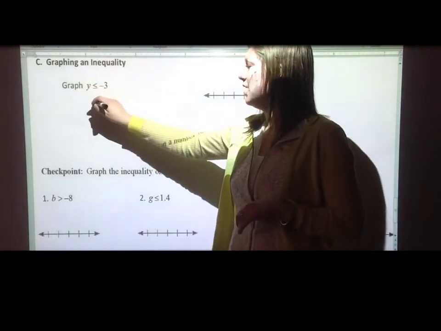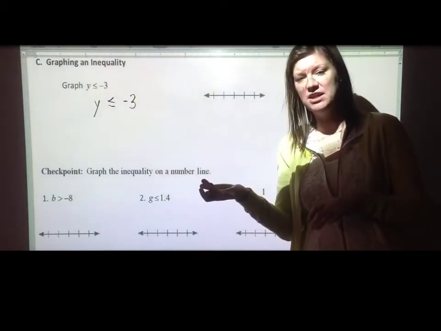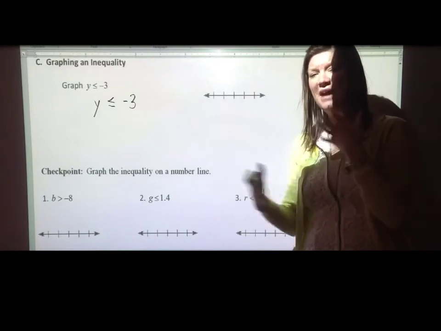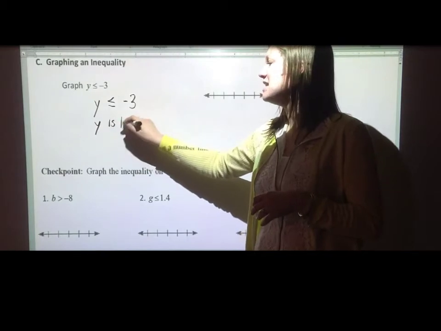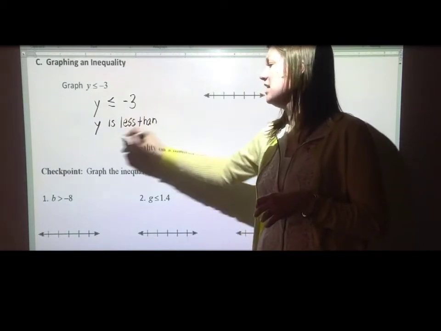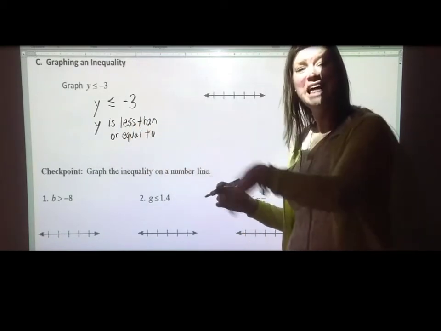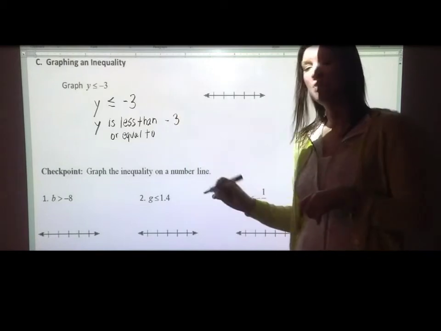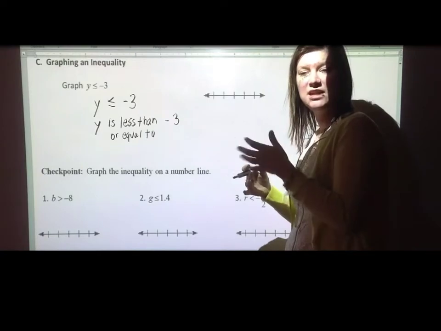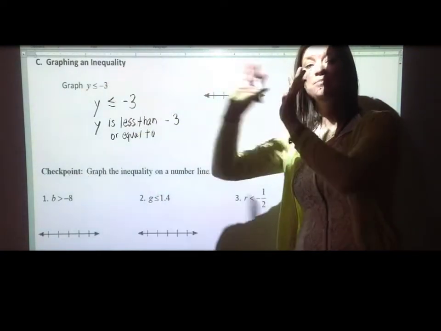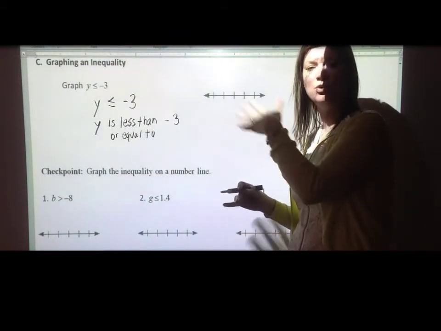So we have this variable y, and we have this symbol, and we have this number. So we have a left side of the inequality, we have a right side of the inequality, but we have to kind of relate that by words. So this is y is less than or equal to. That's what that symbol is. So I'm going to write that symbol out. Y is less than or equal to -3. So what kind of numbers satisfy that? Anything that's less than or equal to -3. Anything that's to the left, smaller, further away from 0 than -3 is. Those are the numbers that are less than or equal to -3.